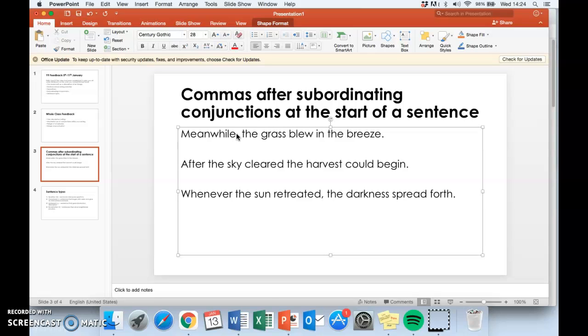On to the second example there. "After the sky cleared, the harvest could begin." In this instance, this sentence is beginning with a subordinating conjunction, which tells us that the first part of the sentence is going to be a subordinate clause.